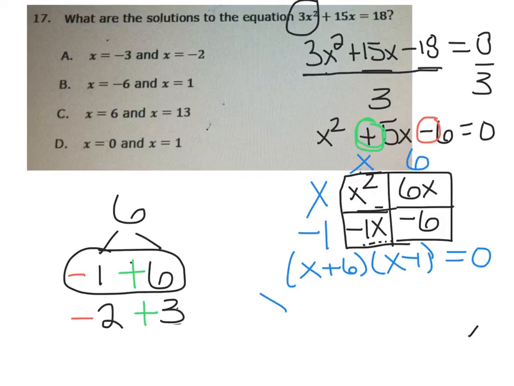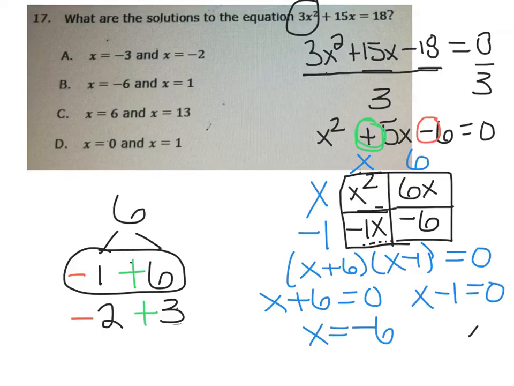And you solve, x plus 6 equals 0, and x minus 1 equals 0. So x equals negative 6 and x equals 1 are your two zeros. So you want to pick letter B. Now let's pretend on your test that you can't remember how to factor, and that's okay. So let me make a new page real quick.